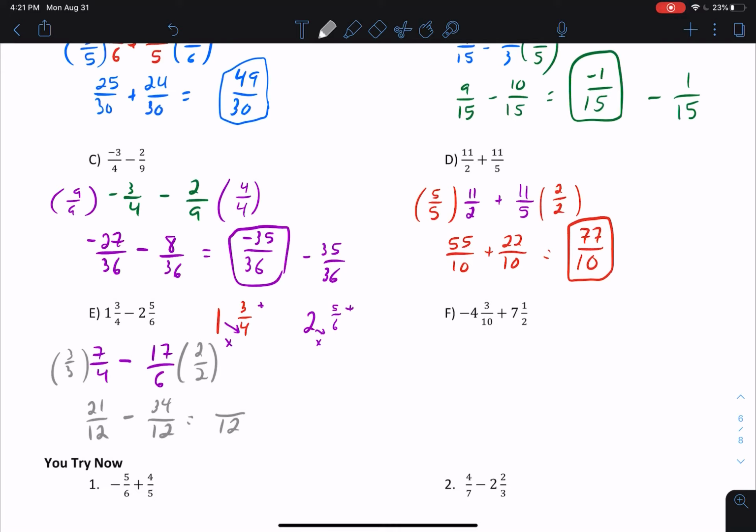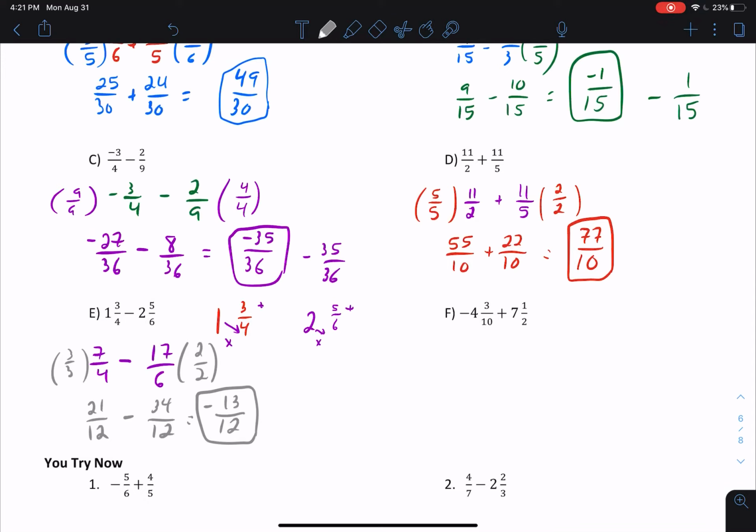Denominator stays the same, and 21 minus 34 is going to become negative 13. So this is going to be negative 13/12, and I can leave that as an improper fraction. I do not need to make that back into a mixed number. So we are going to have to convert our mixed numbers to improper, but we do not have to go the other way back.